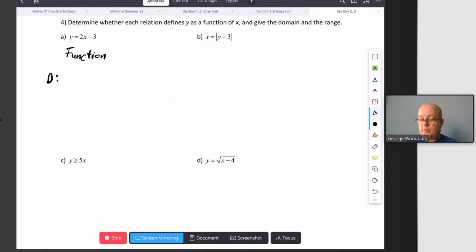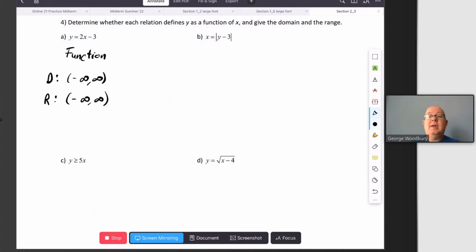The domain for this function is the set of all real numbers from negative infinity to infinity, because we can plug in any real number for x and multiply it by 2 and subtract 3. The range also is the set of all real numbers, because we can get any number out of there. So we can pick any value of y that we want, and we can solve for x to find the x value that goes with it. So we can show that any real number is in the range of y.